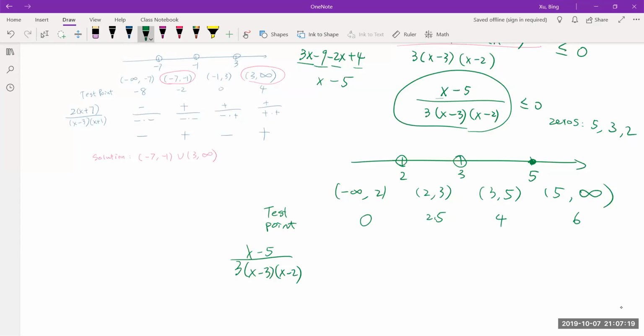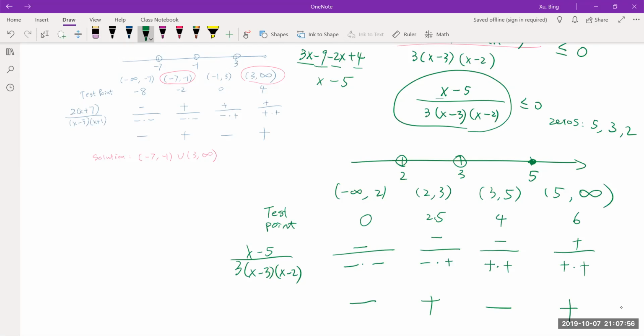All right, so plug in 0: negative on top over 3. I'll just ignore the 3 because 3 is positive. So this is negative times negative, so overall negative. For 2.5, negative on top, negative times positive, so positive overall. Plug in 4: negative over positive times positive, negative. Plug in 6: positive over positive times positive, positive.